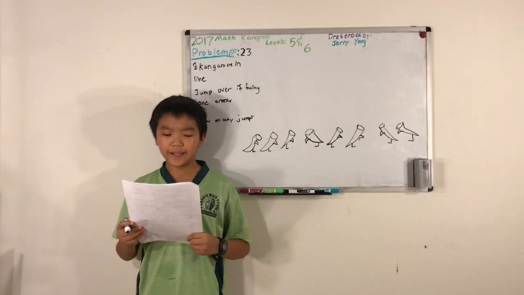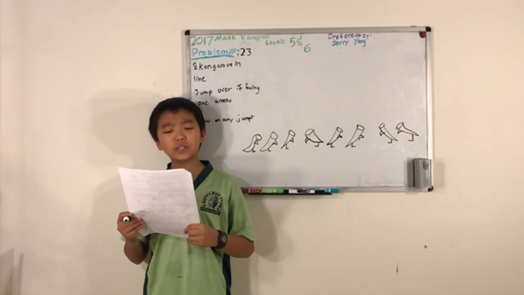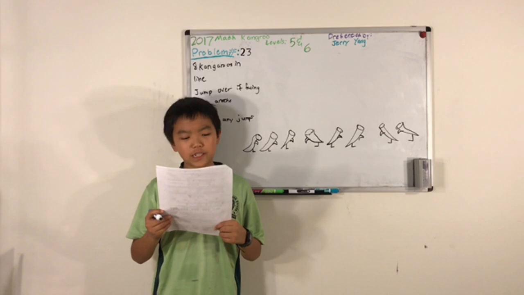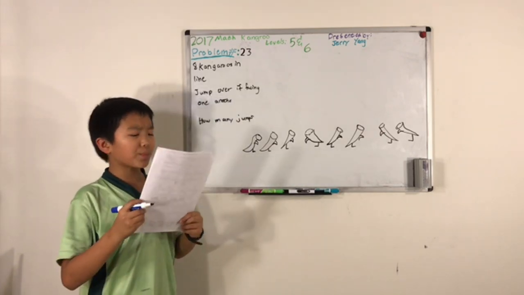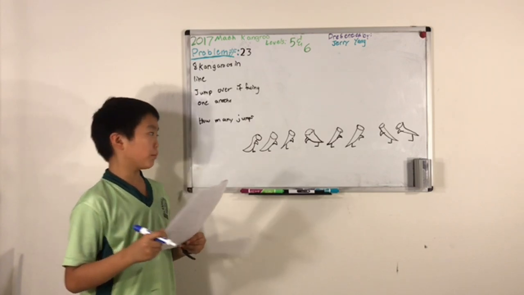Problem 23. 8 kangaroos stood in a line as shown in the diagram. At some point, 2 kangaroos standing side by side and facing each other exchanged places by jumping past each other. This was repeated until no further jumps were possible. How many exchanges were made?